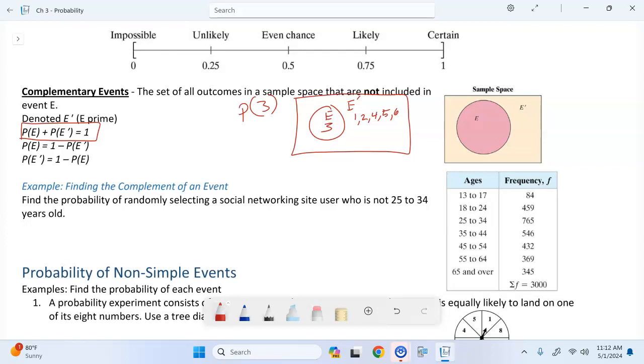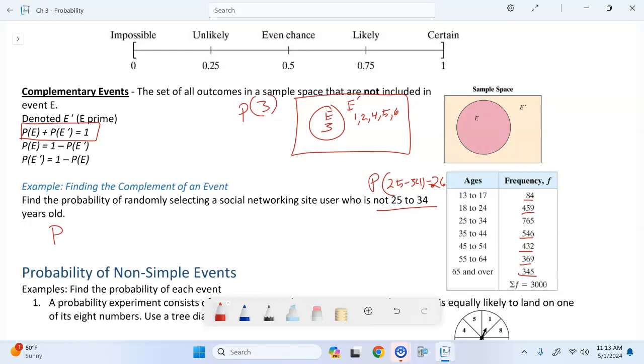So going back to our previous example, we found the probability of choosing someone 25 to 34 was about 26% for social media. Using the complement, we can figure out the probability of selecting someone that is not 25 to 34. We could just go ahead and add up all of these categories and find a new proportion, but we don't need to, because I know the probability of one event happening. I can also find the probability of the event not happening.